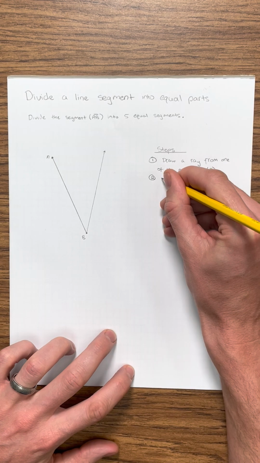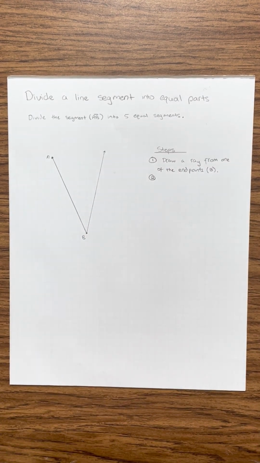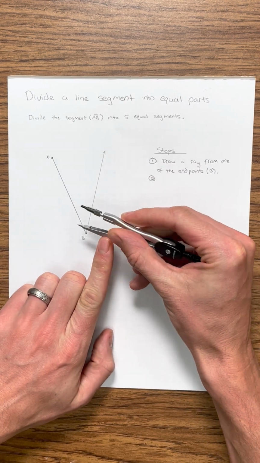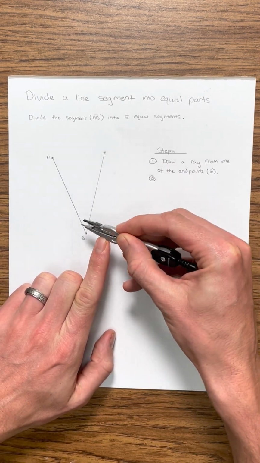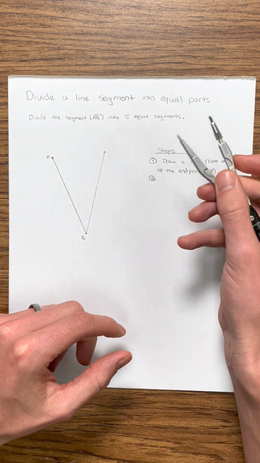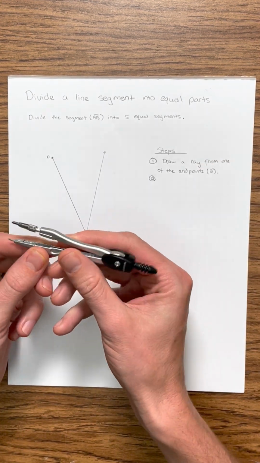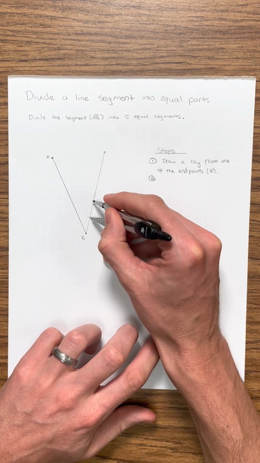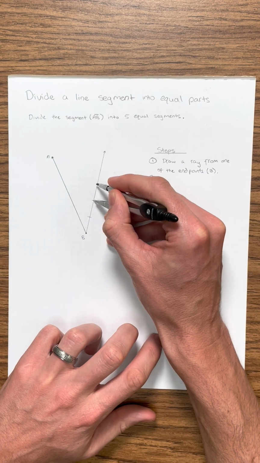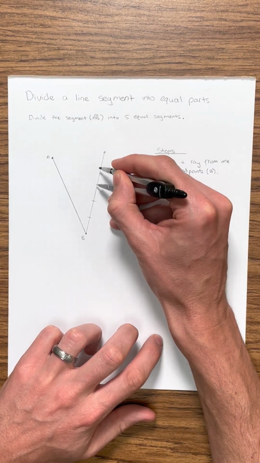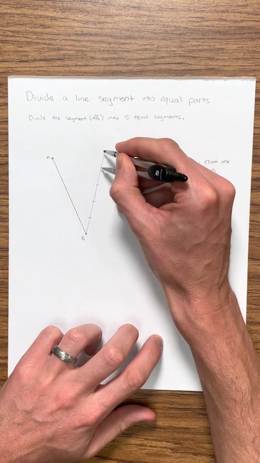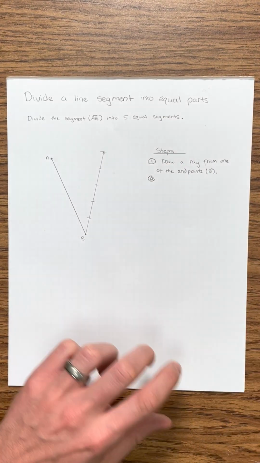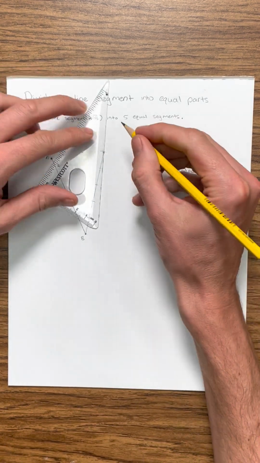Step 2, we're going to set our compass. So compass, set it to any measurement. We don't want it so small that it's very hard to move the compass, and we don't want it so large this is going to go off the paper. We just want like a centimeter, something that's easy to mark. And we're going to put 5 markings. And you're going to put the number of markings equal to the number of pieces that you want as an end result of this construction. So 1, 2, 3, 4, 5. My ray is a little short, so I'm going to make it a little bit longer.